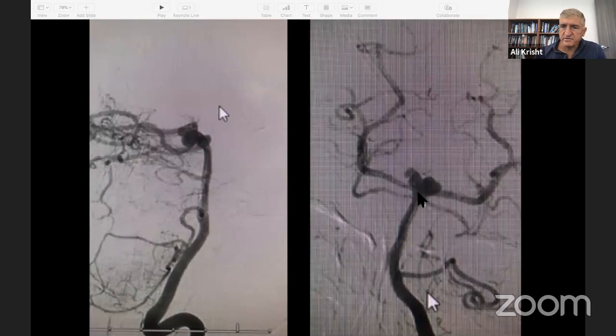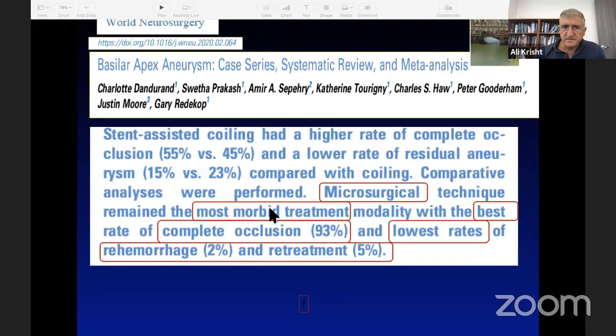So I think we are missing out on giving patients a great treatment in a good number of them. And this is a meta-analysis on different reported series. It clearly shows that microsurgical treatment is superior because you achieve complete occlusion and lower recurrence. Even recently, I was reading the closure rate of aneurysms with this new web device in a study from France, and it is about 55%.